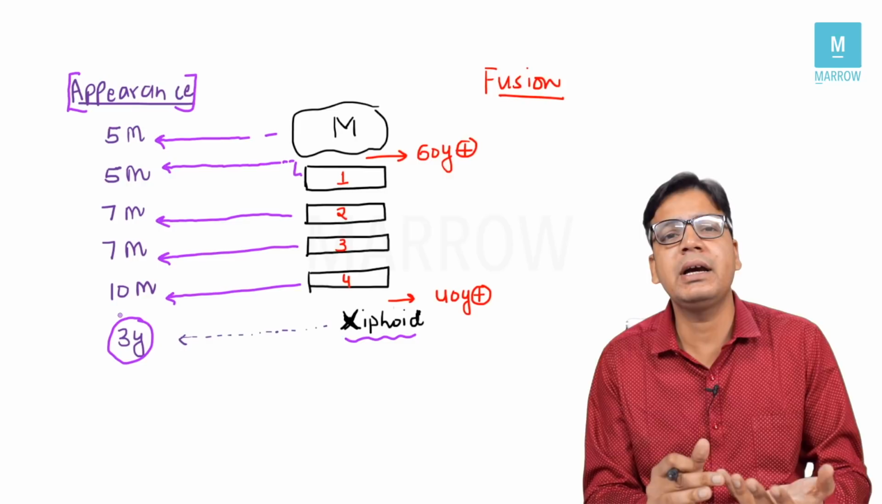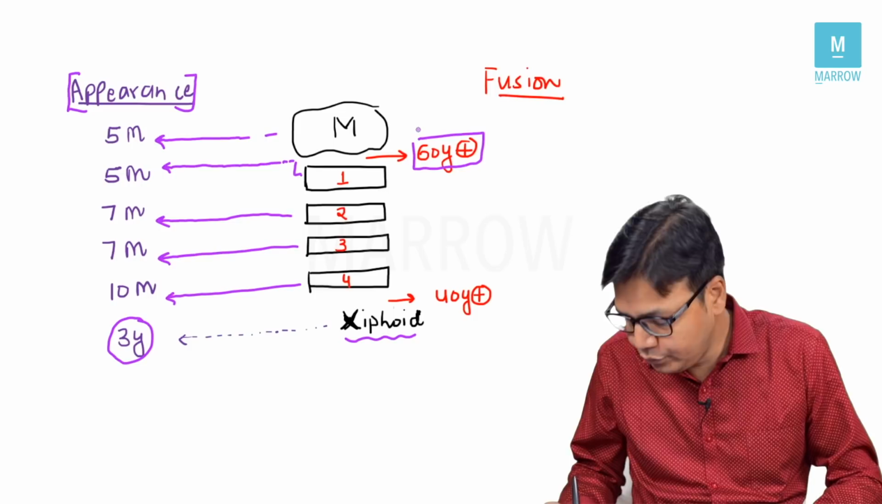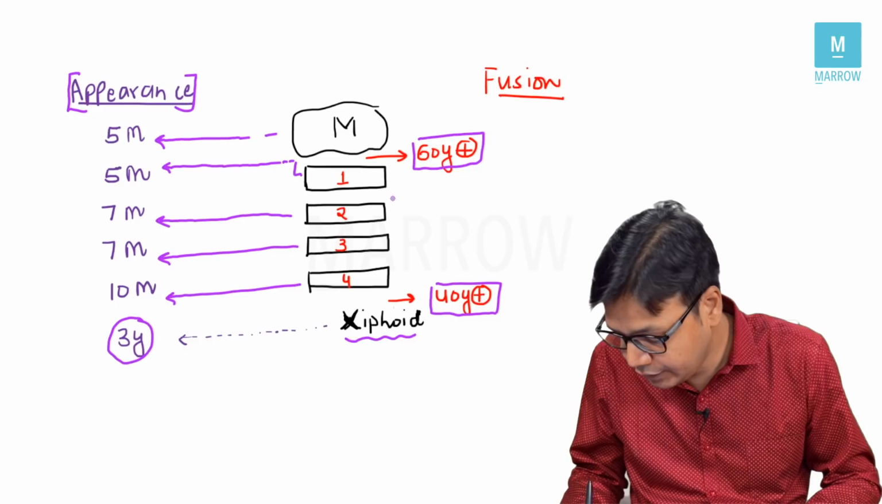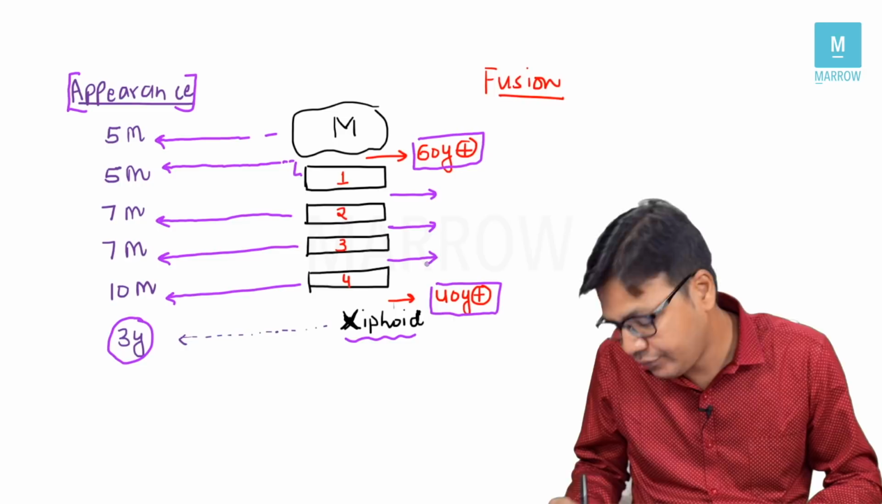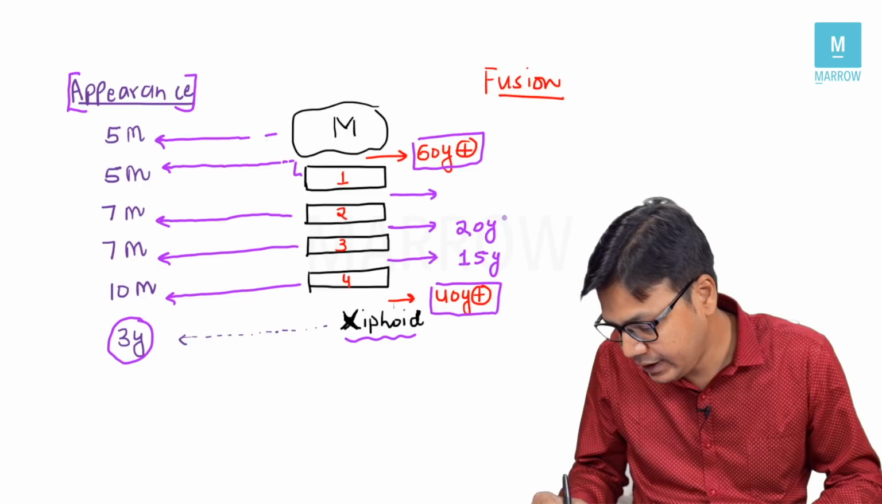You have to see that the manubrium fuses at the age of 60 years, that is at old age. Xiphoid fuses at the age of 40 years. Done. Now, what about fusion of the first and second, the second and third, the third and fourth? Sir, what you have to do is start with 15. This is 15 years, 20 years, and 25 years. That's a very simple explanation, my dear friend.